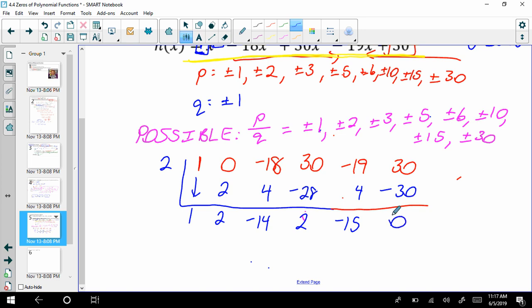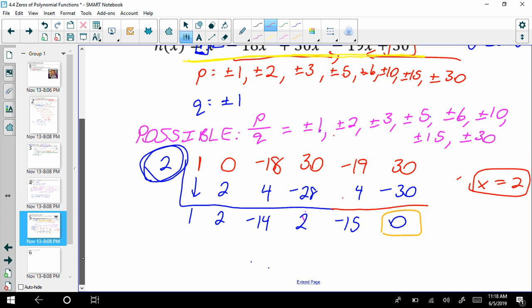The key to knowing if the number you checked, so this 2, the key to knowing if it is one of the 5 answers is in the remainder. We got a remainder of 0. That means it's an answer, because that means it divides in cleanly. It's a factor. So I have just found one of my answers. X equals 2 is an answer. If I wouldn't have got 0 out, it'd be back to the drawing board. That means that number is not an answer.